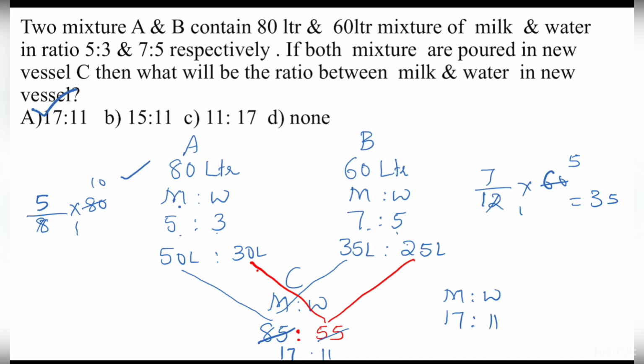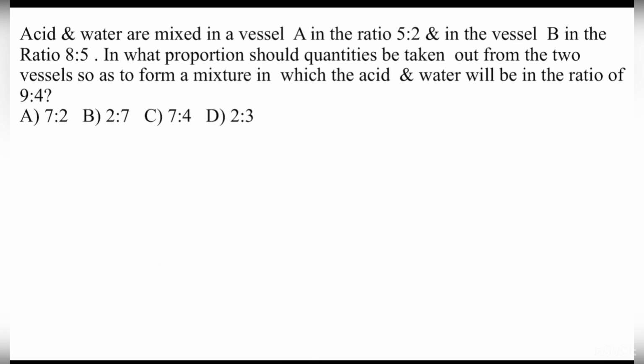Next problem. Acid and water are mixed in a vessel A in the ratio of 5:2 and in the vessel B in the ratio of 8:5. Okay. There is one vessel A, there is one vessel B. Acid and water are there in this, acid and water also is there in this. In this it is in the ratio 5:2 and in this it is in the ratio 8:5.